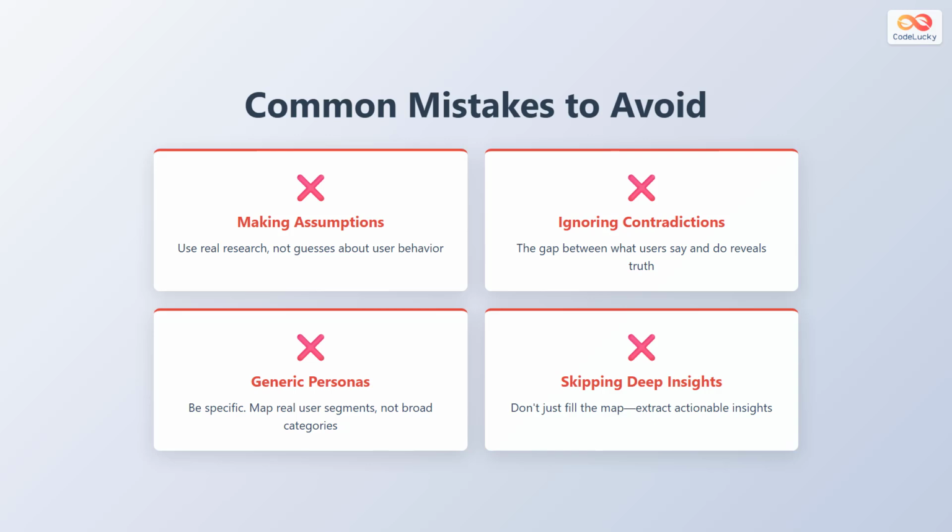As you create empathy maps, avoid these common pitfalls. First, don't make assumptions. Always use real research data, not guesses about user behavior. Second, don't ignore contradictions. The gap between what users say and what they actually do is where the real insights hide. Third, avoid generic personas. Be specific about who you're mapping. Fourth, don't skip the insights phase. Filling in a map is just the first step. The real value comes from extracting actionable insights that drive product decisions.